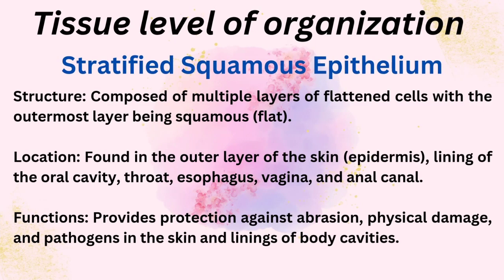Second, stratified squamous epithelium. Structure. Composed of multiple layers of flattened cells with the outermost layer being squamous, flat. Location. Found in the outer layer of the skin, epidermis, lining of the oral cavity, throat, esophagus, vagina, and anal canal. Functions. Provides protection against abrasion, physical damage, and pathogens in the skin and linings of body cavities.